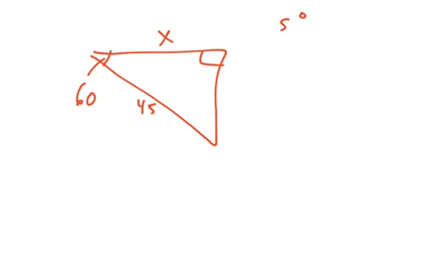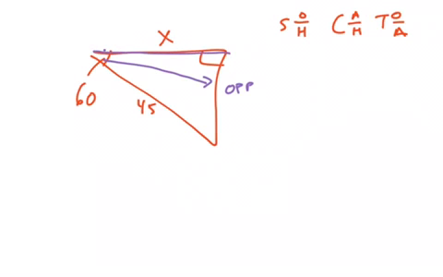So SOHCAHTOA stands for the fact that the one across from the angle is opposite. The one next to the angle is adjacent, and the one across the diagonal, the one that is across from the 90 degrees, is the hypotenuse.